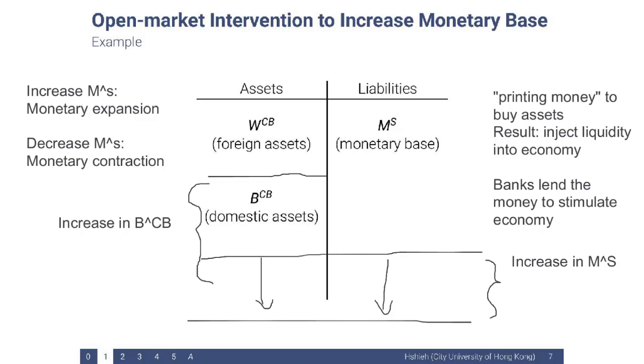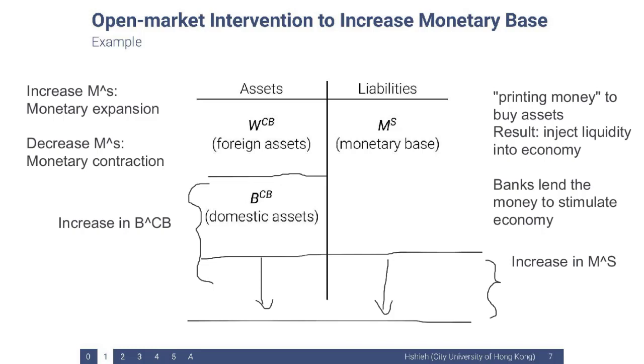So you can do the same exercise in reverse, right? If you want to reduce the money supply, you can do this by selling some of your domestic assets. So there's a contraction. You have this entire balance sheet being reduced. And once you sell these assets, you're actually reducing the money supply that you have in the economy.